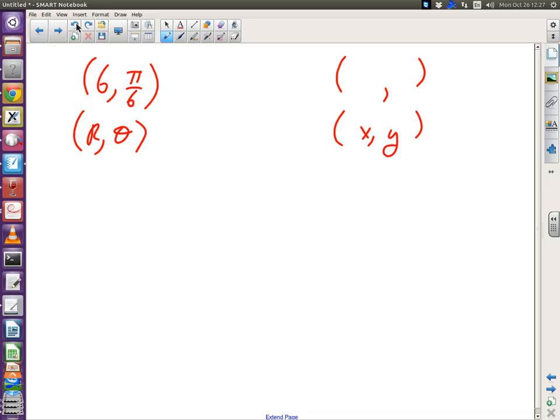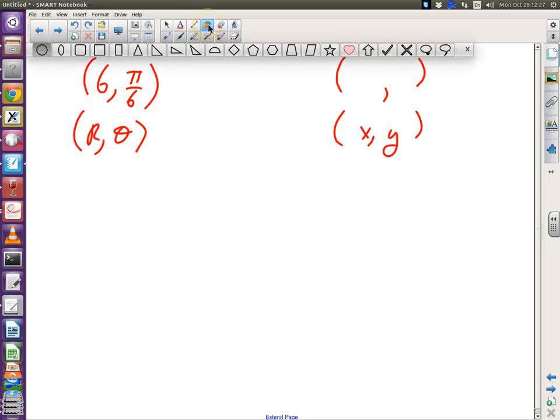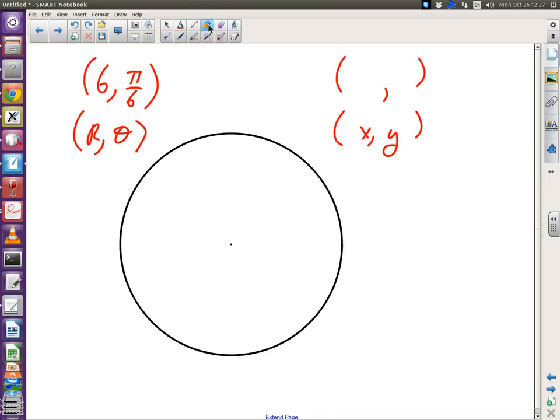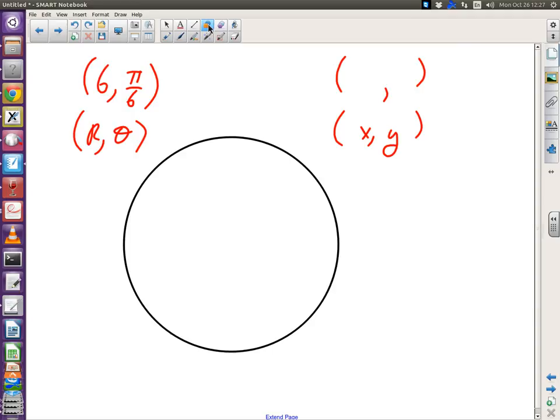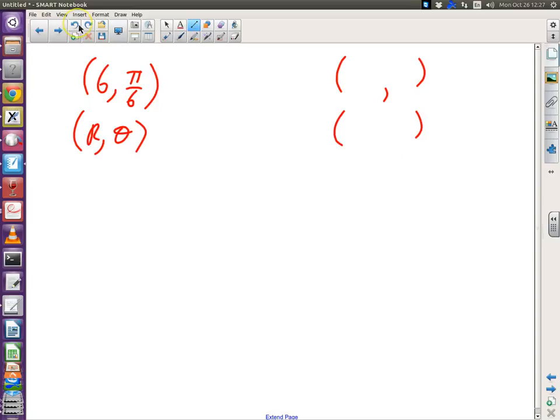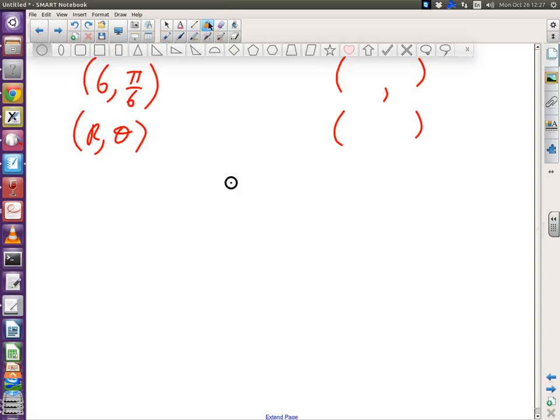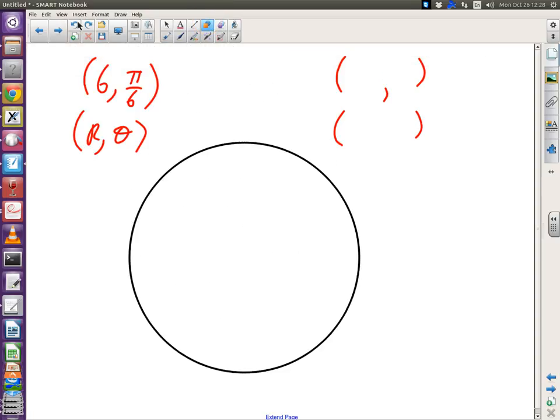Well, pretend that this is the sixth circle out on a polar graph. And let's superimpose on that a rectangular grid. Here's your y-axis, here's your x-axis. Here we go. Like that.